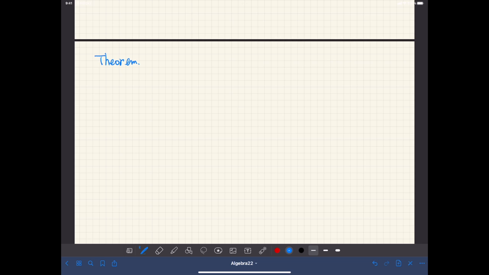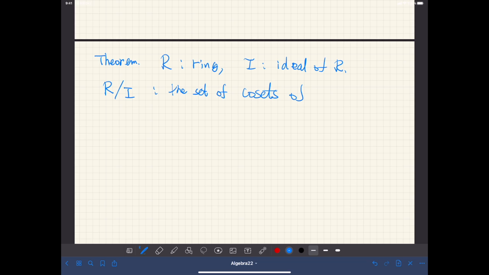And again, R is a ring and I is an ideal of R. And let R over I be the set of cosets of I. And we define addition and multiplication as follows.